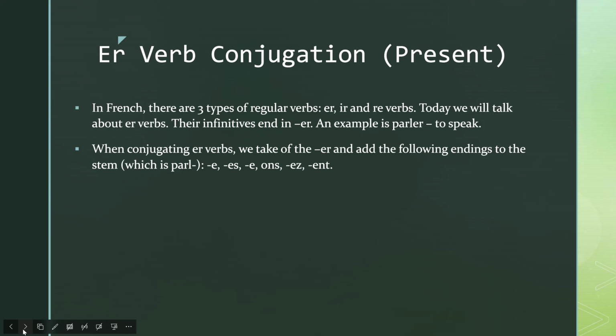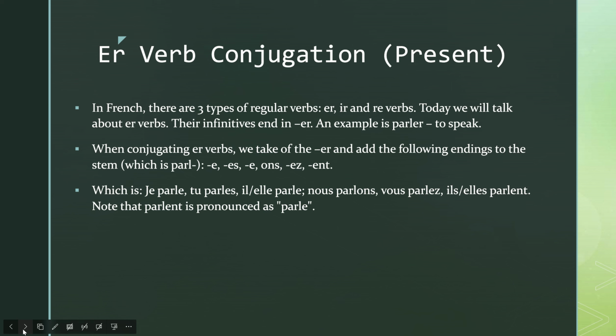When conjugating them, you knock off the ER or take it away, then add the following endings to the stem, which is parl: E, ES, E, ONS, EZ, and ENT, which makes je parle, I speak, tu parles, you speak, il, elle parle, he, she, it speaks, nous parlons, we speak, vous parlez, you plural speak, and ils, elles parlent, they speak. Parlent, although it sounds tempting to say parlen, is actually pronounced as parle.